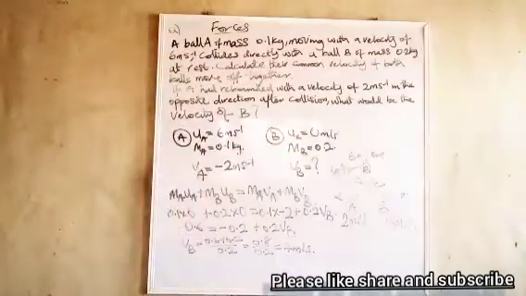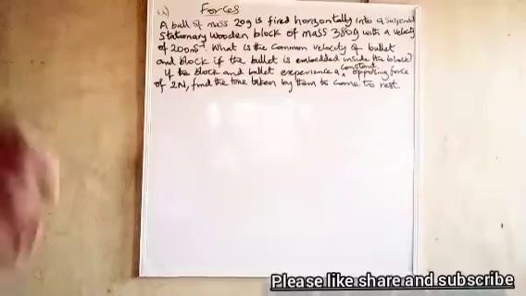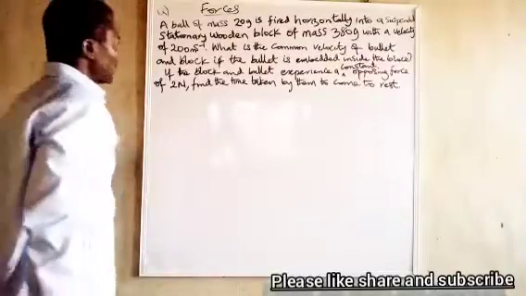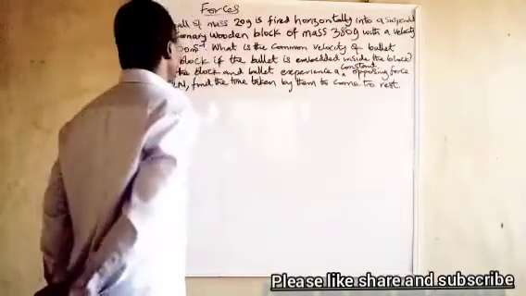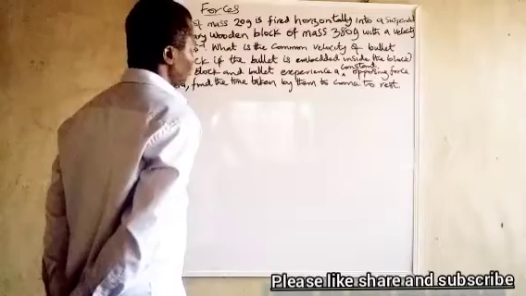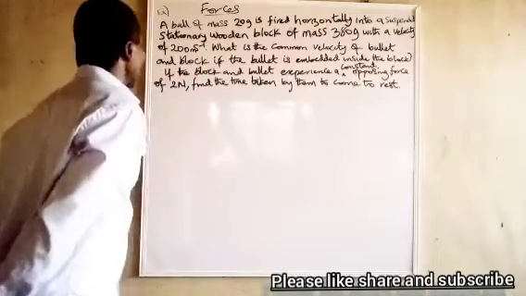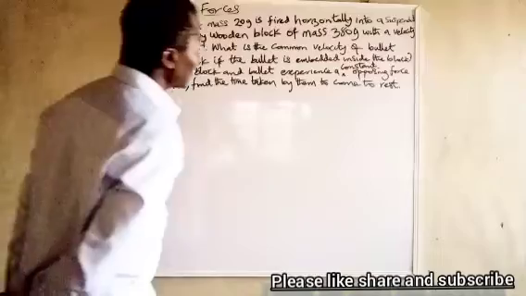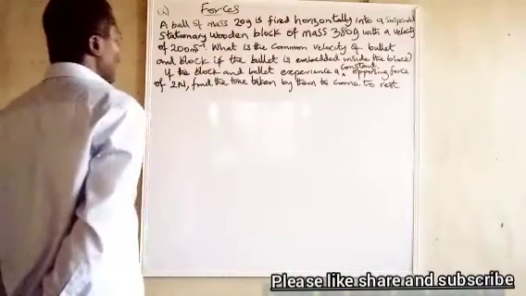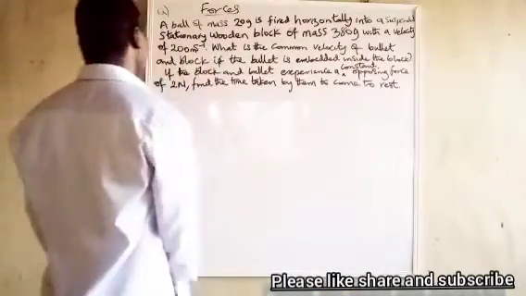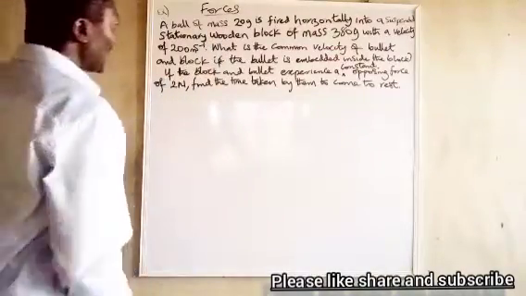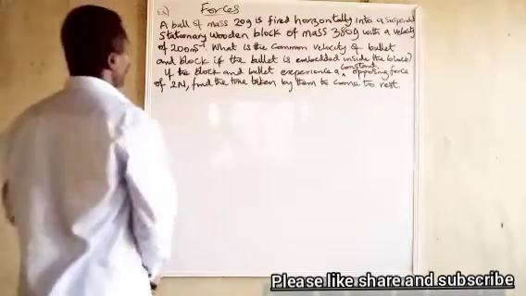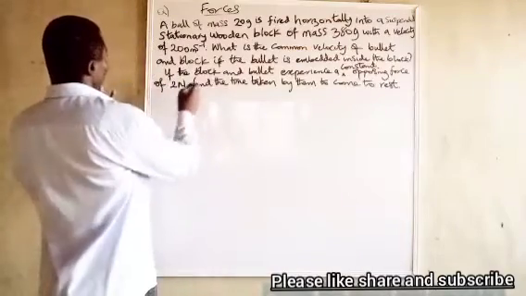That's what happened. A bullet of mass 20 grams is fired horizontally into a suspended stationary wooden block of mass 380 grams with a velocity of 200 meters per second. What is the velocity of the bullet and block if the bullet is embedded inside the block? If the block and bullet experience a constant opposing force of 2 newtons, find the time taken by them to come to rest. Now, what do we have?